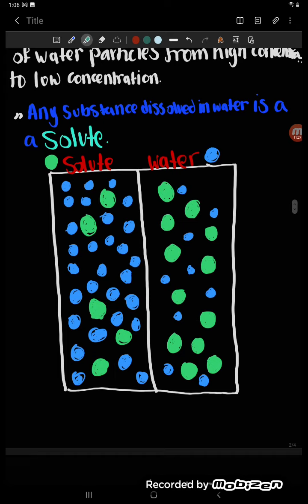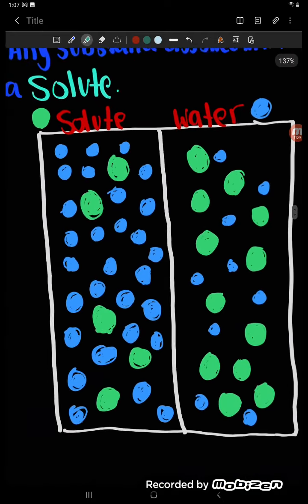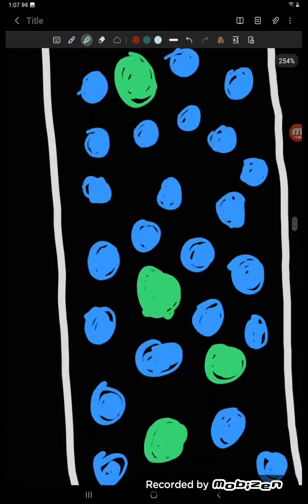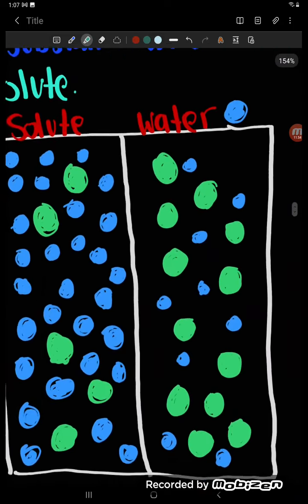So let's assume the big green balls are solute, and the water are these small ones. Now, if you notice, on the left side the water molecules are more than on the right side, right? Here, the water molecules are more than on the left side. And also, the solute concentration is less than here. Okay, what does that mean?